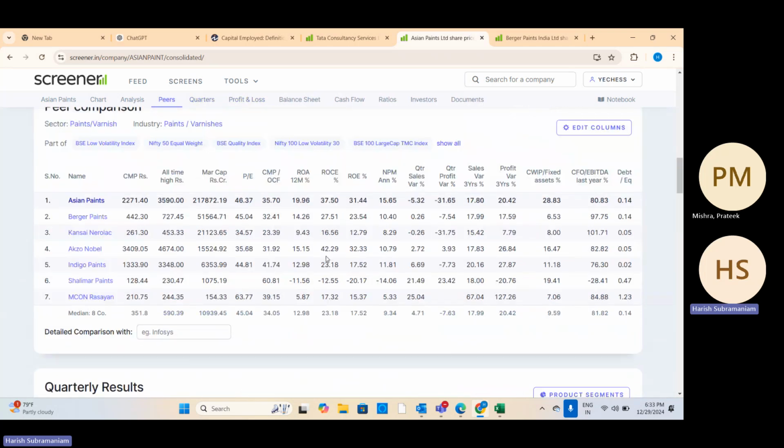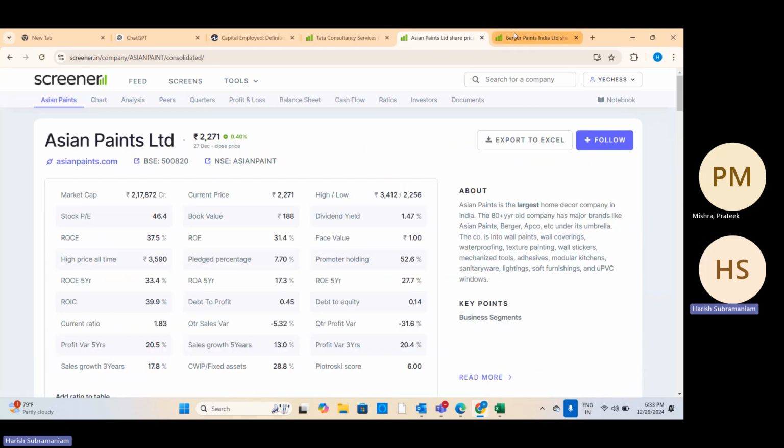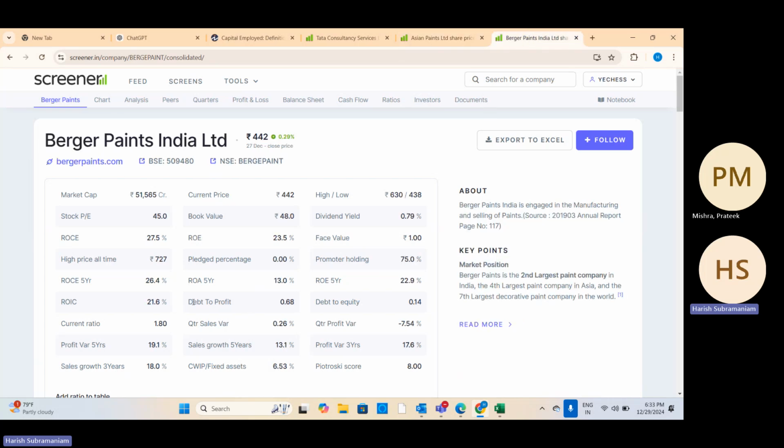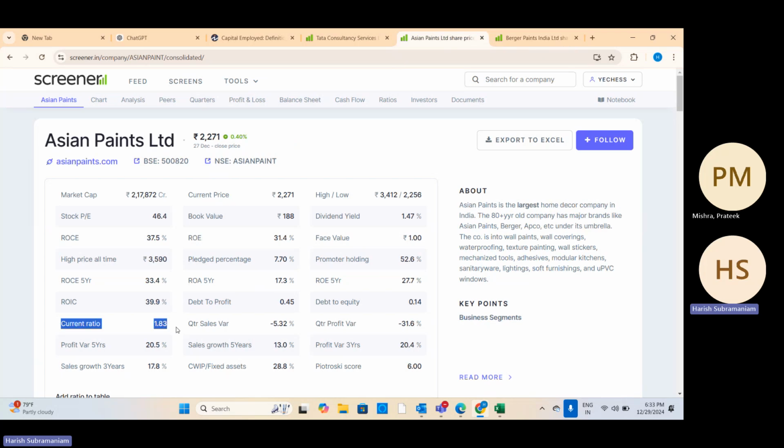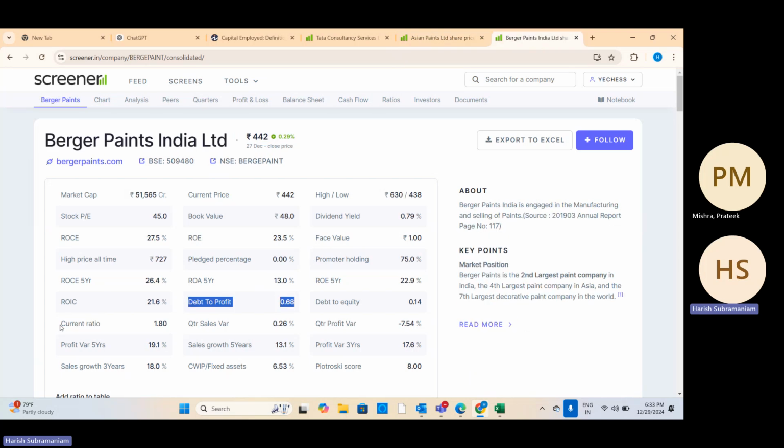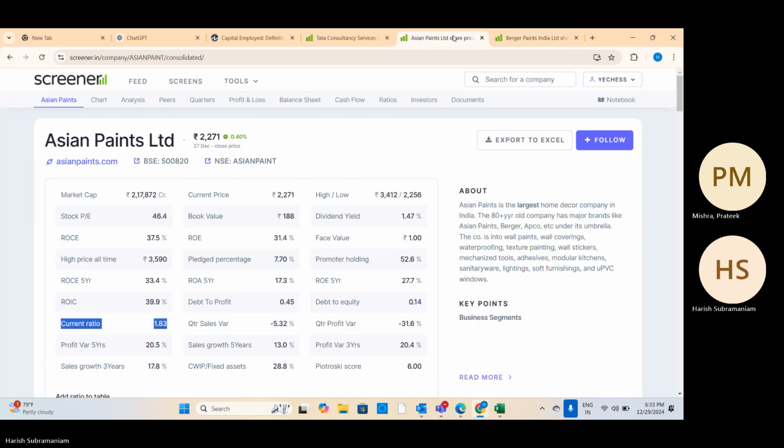So based on what we've learned, we first looked at the debt. What is Asian Paints' debt to profit? It is 0.45. So if it earns say 100 crores of profit a year, then it has taken about 45 crores of debt. Debt to equity is 0.14. What about Berger Paints? Debt to profit is a little higher. Debt to equity is pretty similar. Current ratio is 1.83 here and 1.80 there, very similar.